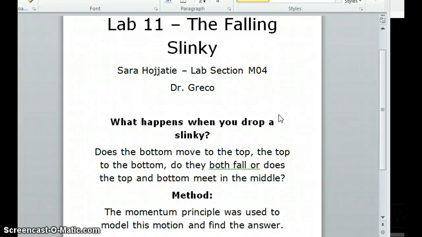This is Lab 11, The Falling Slinky by Sarah Hojati, Lab Section M04.